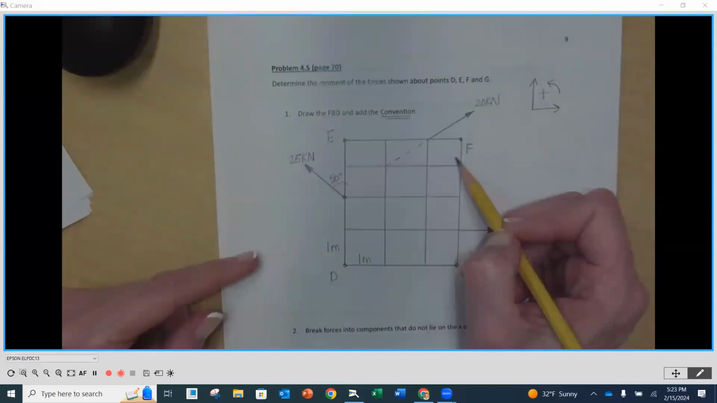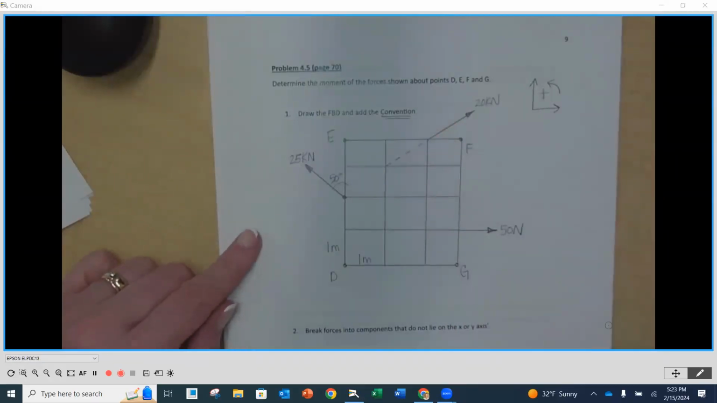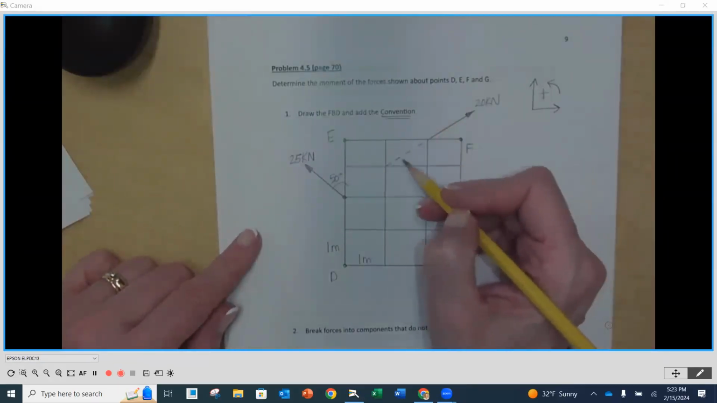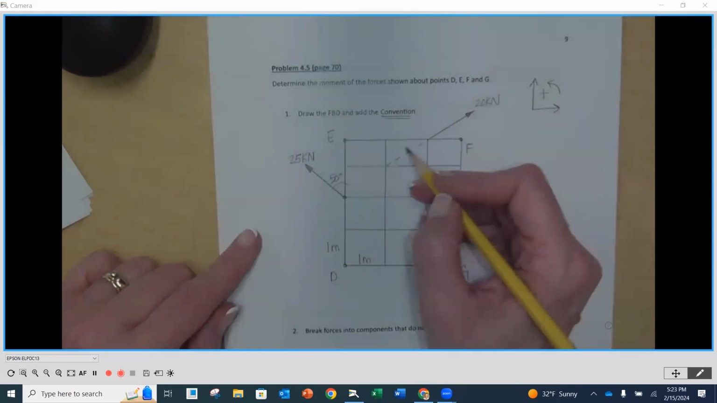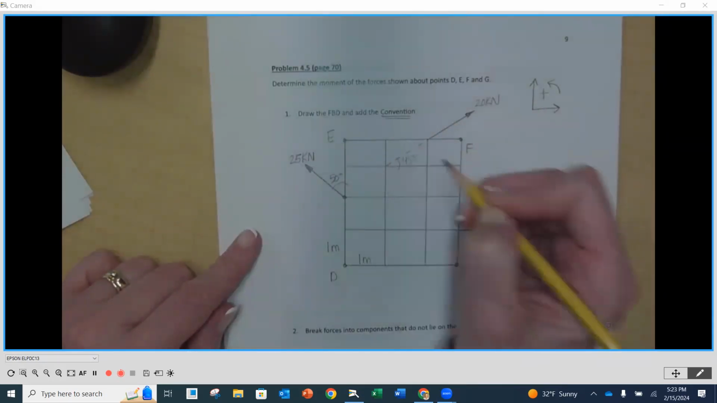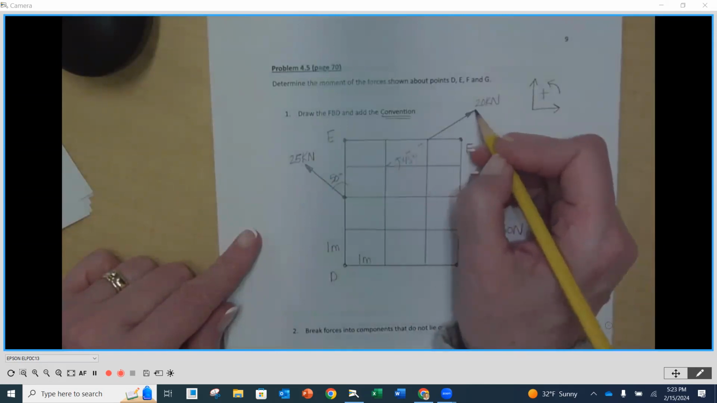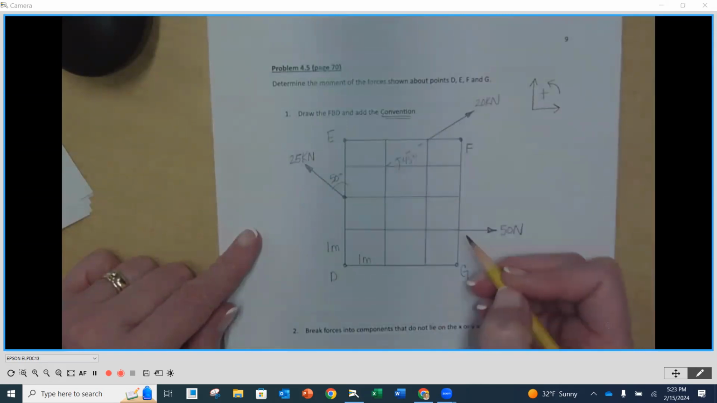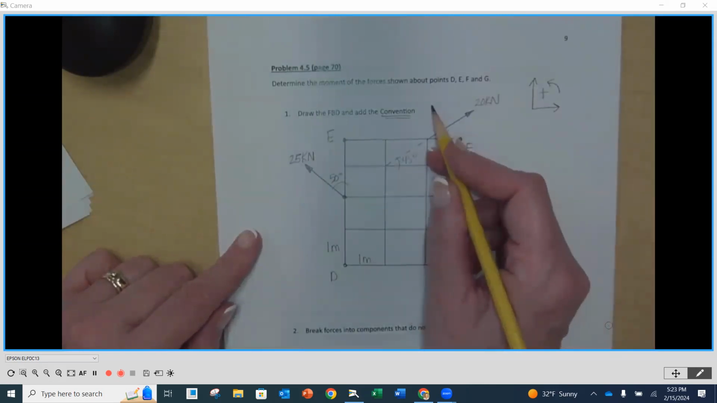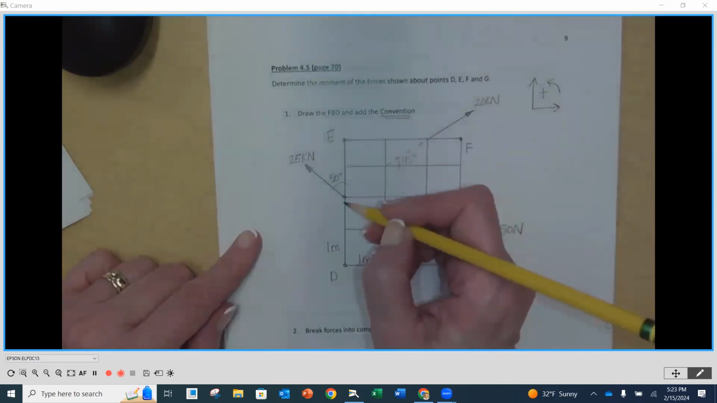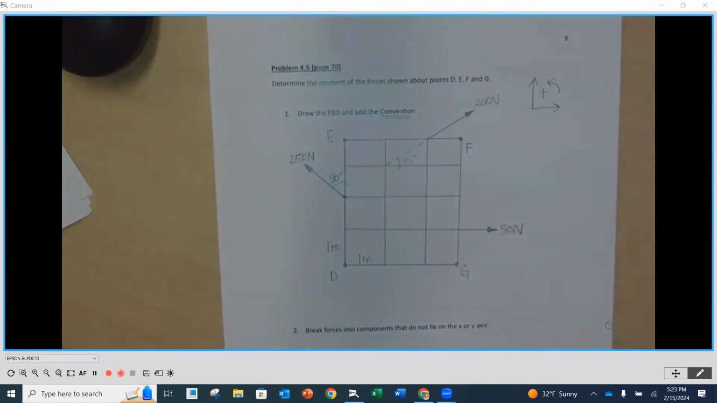So I'm going to break my 20 kilonewton force, which is at a 45-degree angle. Does not look like 45 degrees here, but since this is a 1x1, this would be a 45-degree angle, which is the same line of action for that 20 kilonewton force. So we need an X and a Y for that one. And then also for the 25 kilonewton, we need an X and a Y for that one.